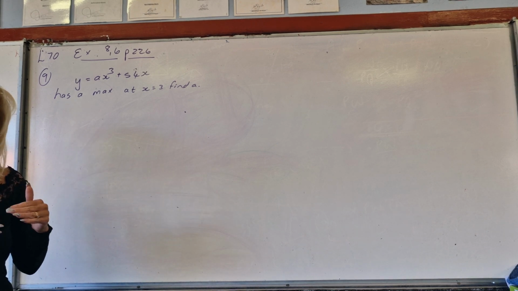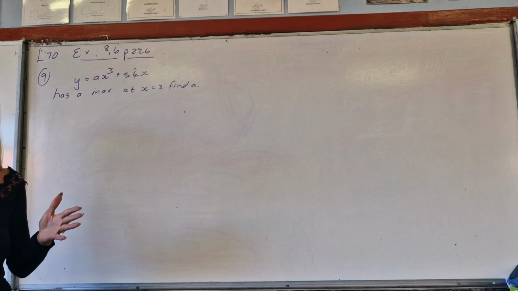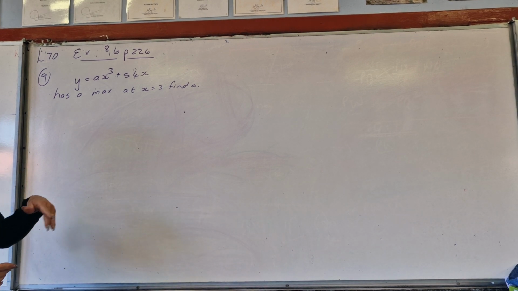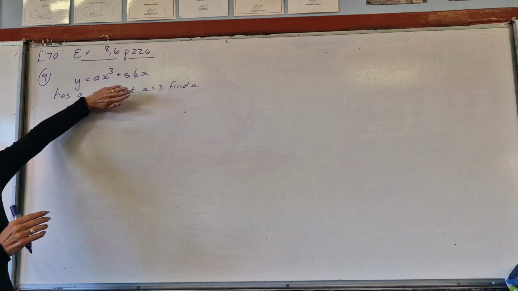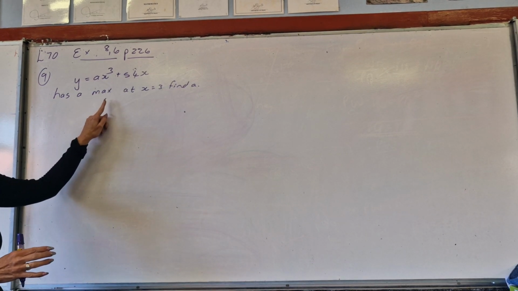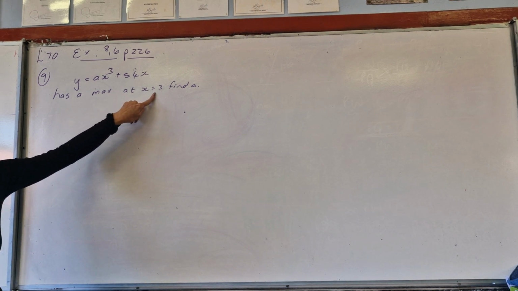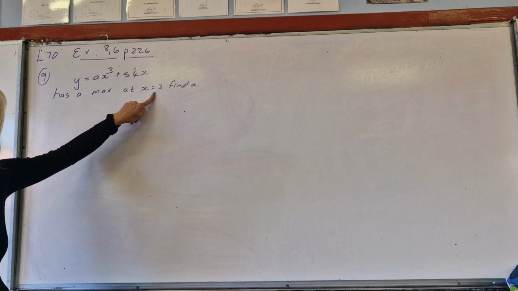So it's something new, something to look out for, and there's a huge amount of things that they can do. We read the question and they say, just go find a, but they're giving me that it has a maximum at x equals 3. So now maximum. What do I know about maximum in calculus? It's a turning point.